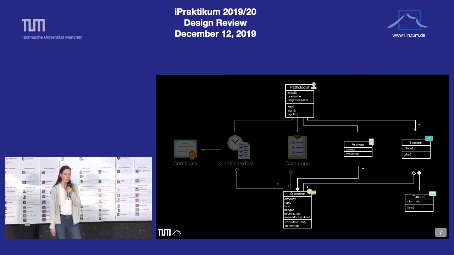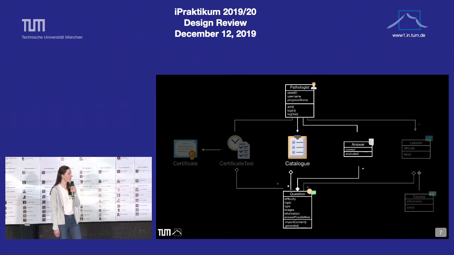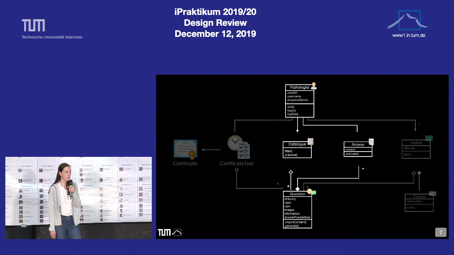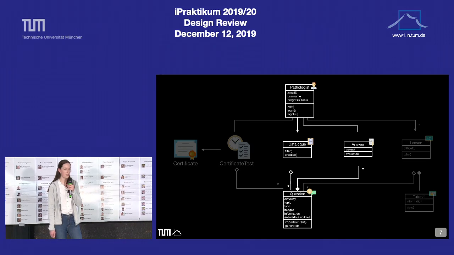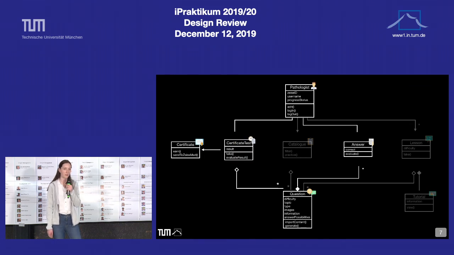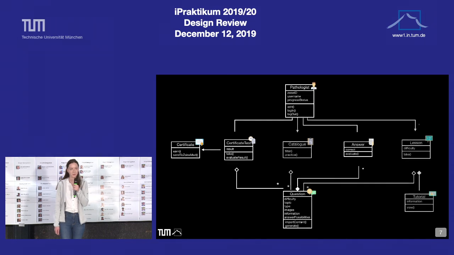Another way of accessing questions is through the catalog. Here, questions are displayed randomly so the user can practice. He can also filter questions, so only questions of a specific topic or difficulty are displayed. Lastly, the pathologist can take a test. After successfully completing it, he is awarded an official certificate by Zeiss.